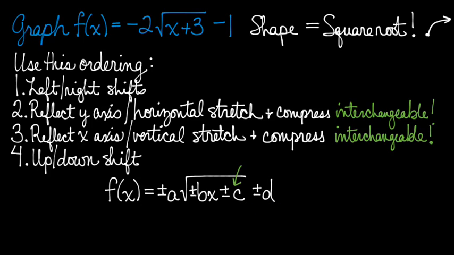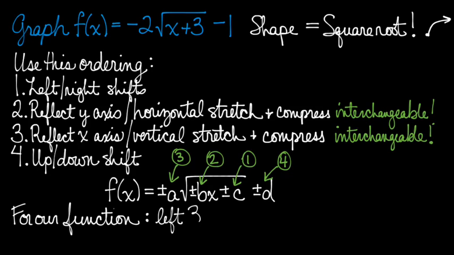So what I'm trying to say is that c corresponds to step 1. It'll tell you whether to shift left or right. The b tells you what the horizontal stretch or compression should be, and if that b is negative, then you know to also do a flip. The a tells you about the vertical stretch or compression, and if there's a minus in front of the a, you know to reflect across the x-axis. And finally, that plus or minus d tells you whether to shift up or down. So now I am going to talk about this specific function.